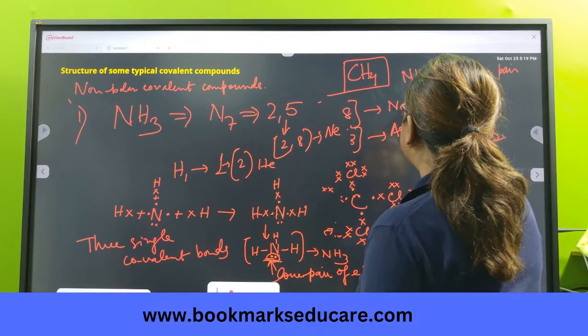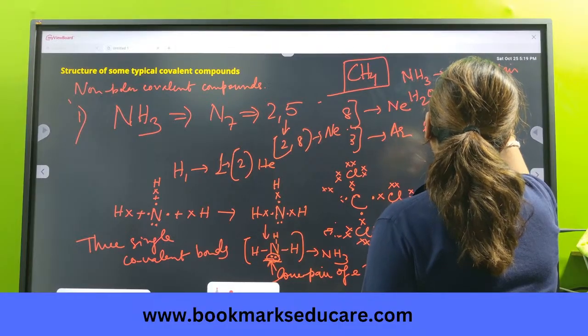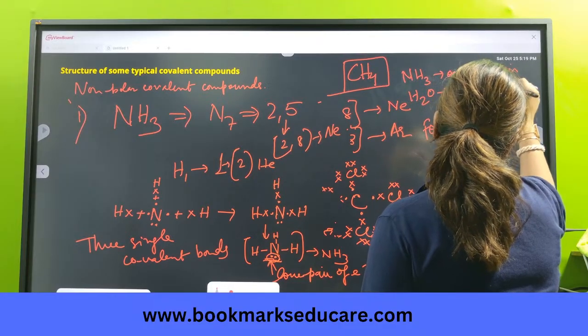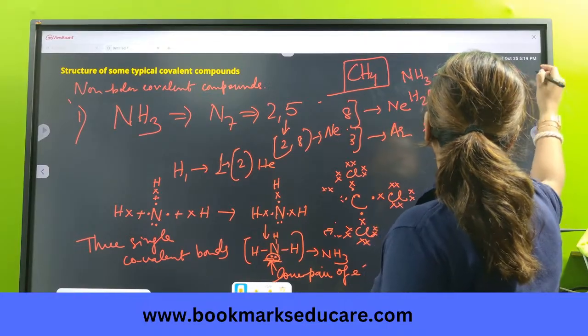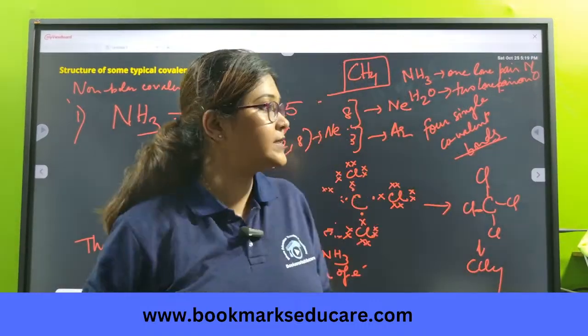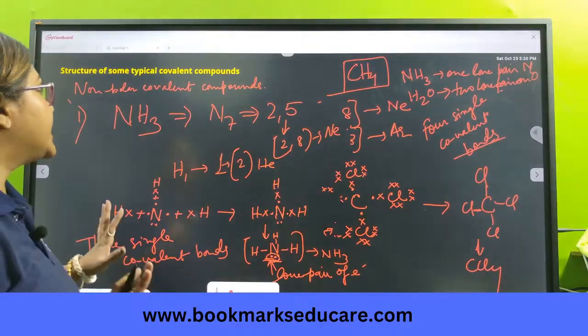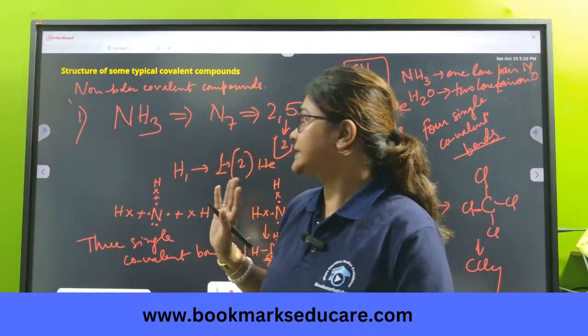Similarly, if you see water, here you will have 2 lone pairs on the oxygen atom. Lone pair on nitrogen, right? So these are some typical structures of the covalent compounds.